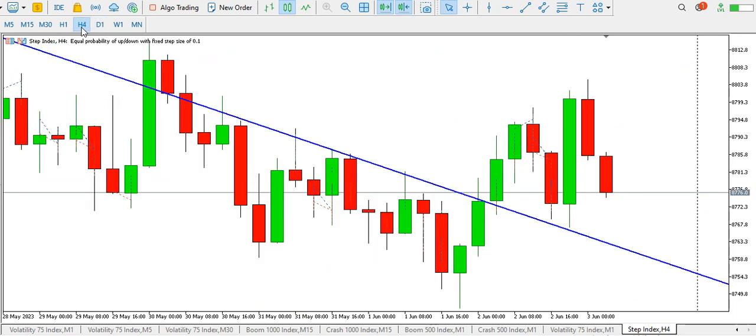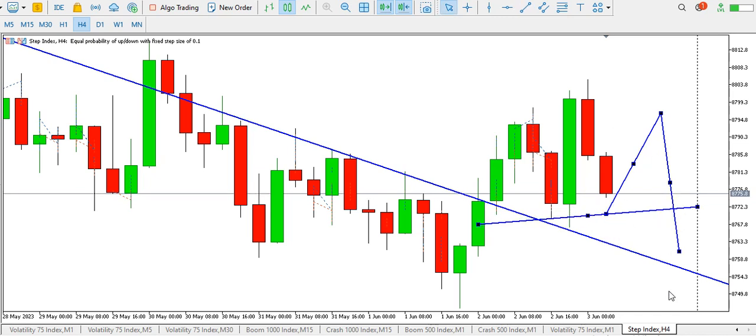On the 4-hour time frame, what do we have? We have a swing high, and I can see something like a top, another top, a double top or a triple top. Either way, I see price breaking the neckline and dropping. So that's that for the 4-hour time frame.